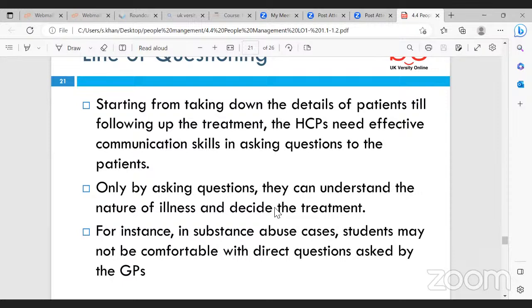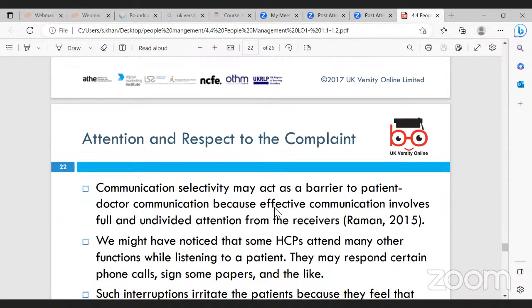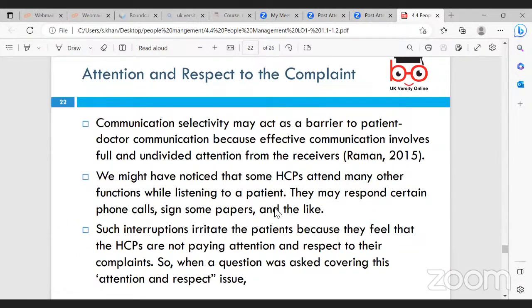For instance, in substance abuse cases, students may not be comfortable with direct questions asked by the GPs because it's a very delicate situation, so they may not feel comfortable. So you have to be quite attentive and understanding to them. Attention and respect to the complaint. Communication selectivity may act as a barrier to patient-doctor communication because effective communication involves full and undivided attention from the receivers. Raman 2015. We might have noticed that some healthcare professionals attend many other functions while listening to a patient.